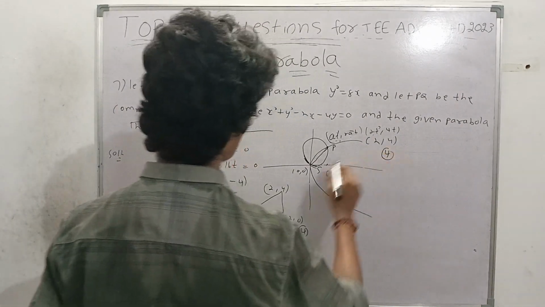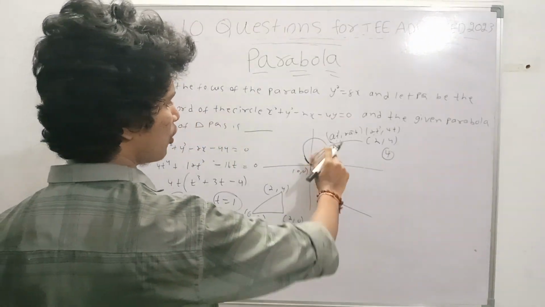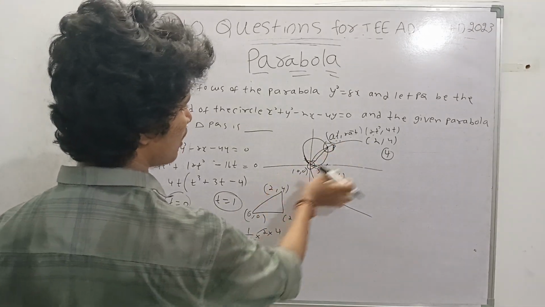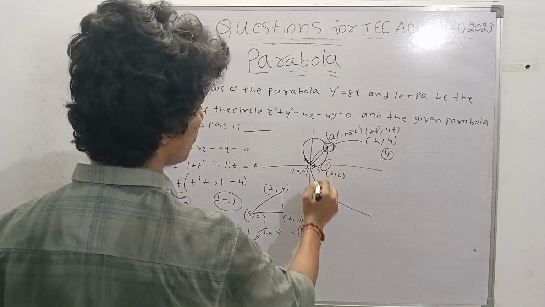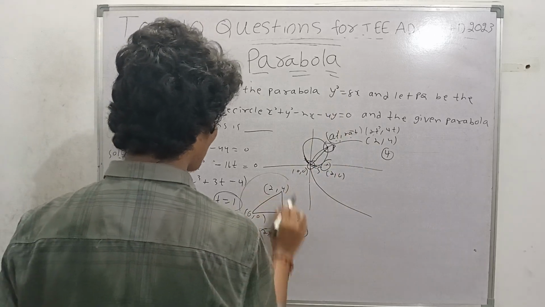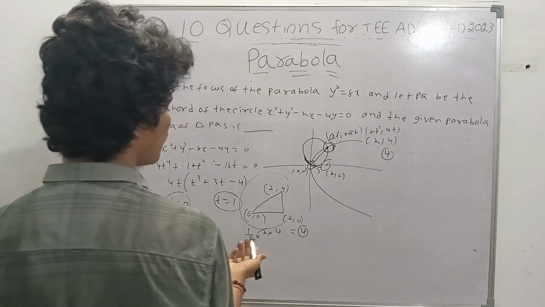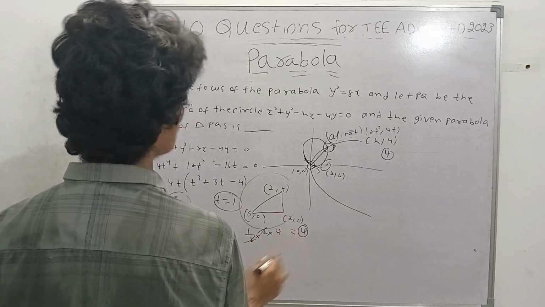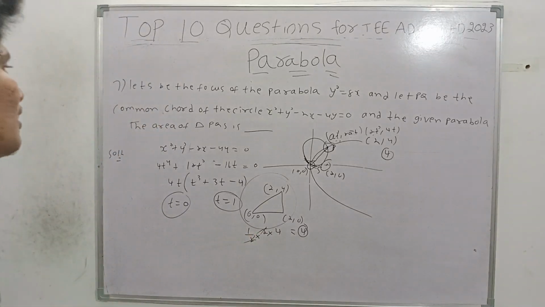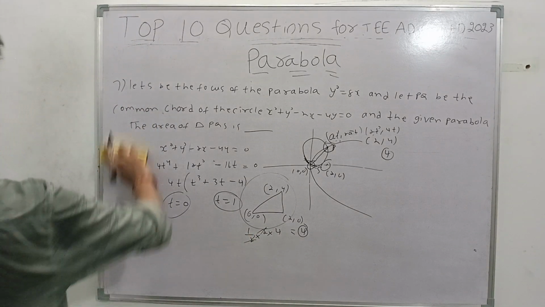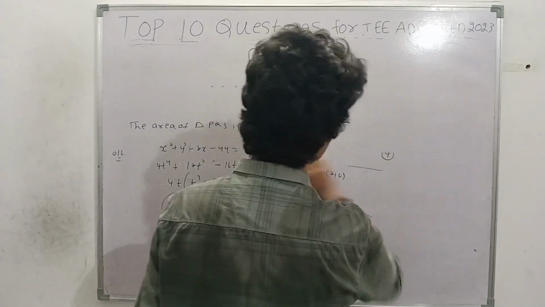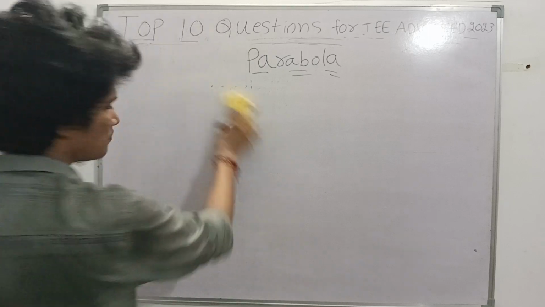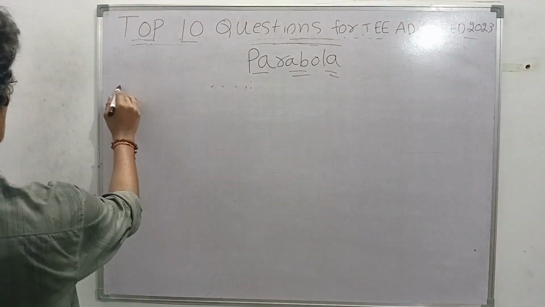Like this you have to solve. First you have to draw the diagram and point out the points of intersection. After getting them, one is 0 comma 0, another is 2 comma 4, another is the focus 2 comma 0. These 3 points form a right angle triangle. So the area of a right angle triangle is half into base into height. The base is 2 units and height is 4 units. 2 will get cancelled. The answer is 4. So this is the area of triangle PQS. Seventh question completed. Now 8th question.